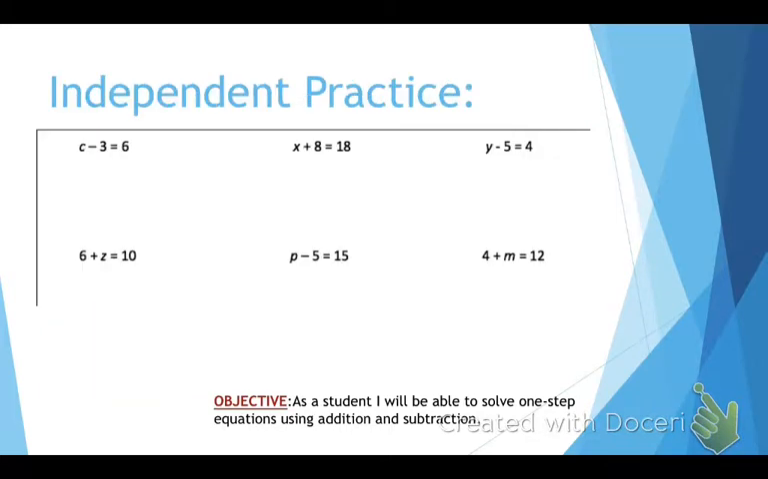Ladies and gentlemen, 10 minutes in, I've got to get moving. This is your independent practice. Pause the video. Go ahead, pause it. Do the 6 on your own on your graphic organizer. When you're done, replay the video. We'll check them. Go ahead now.